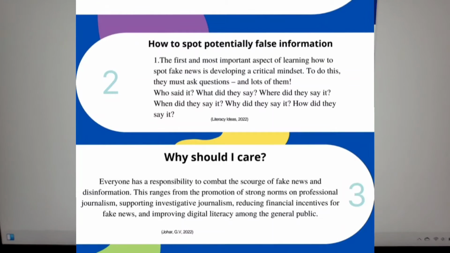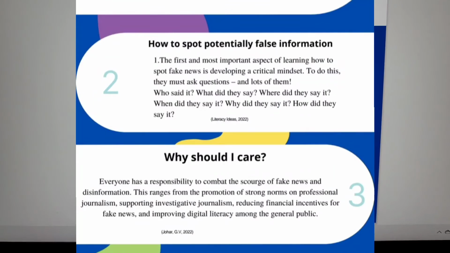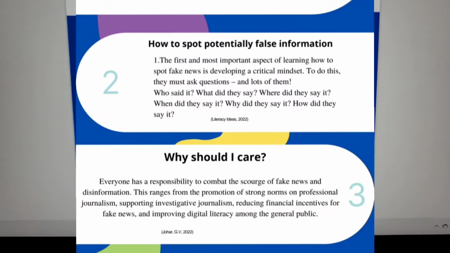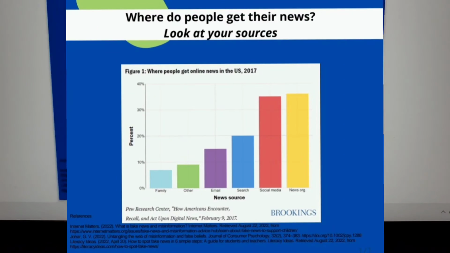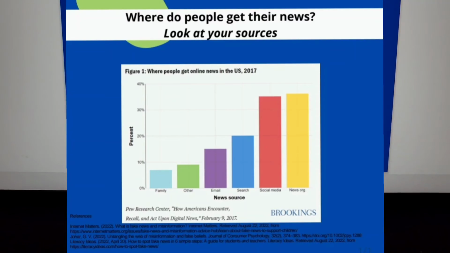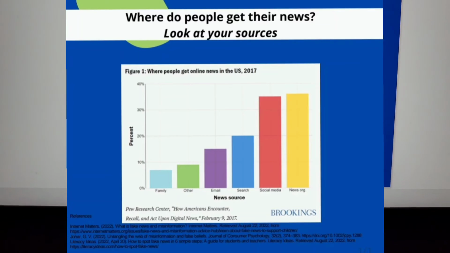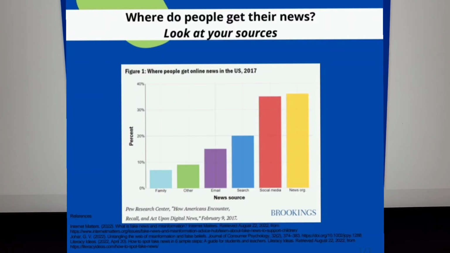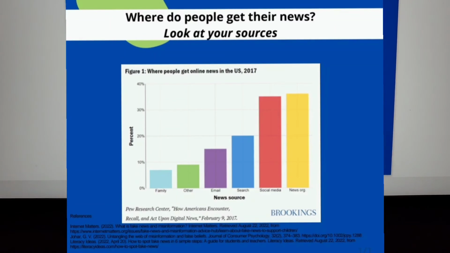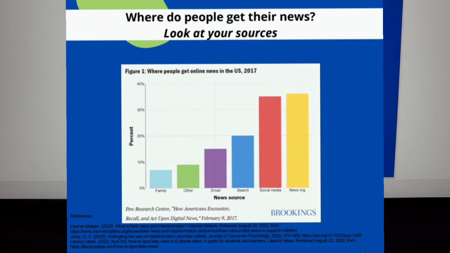So, according to a study done in 2017, this kind of shows where people get their information. Some people get it from family, some people get it other places, some people get it via email, some people search for it. A lot of people get it from social media or news organizations. So CNN, Fox News, whichever other ones there are.